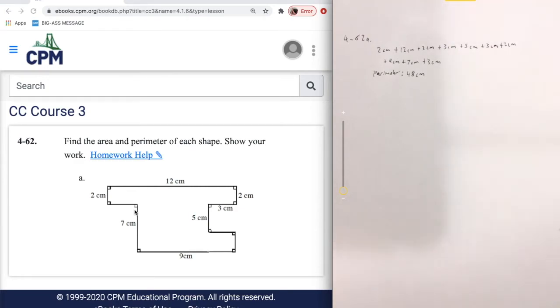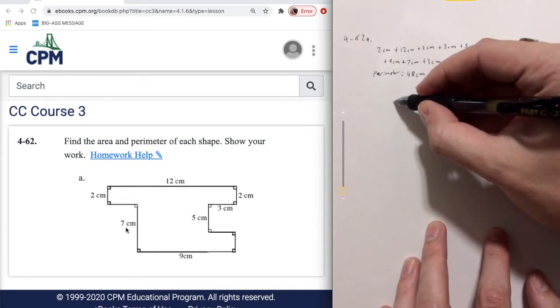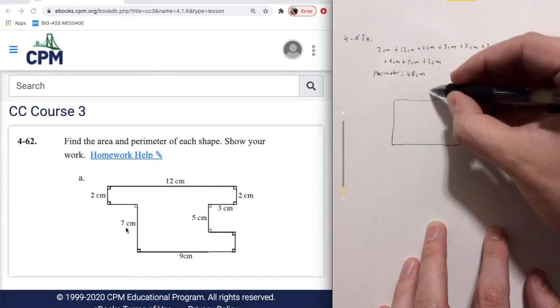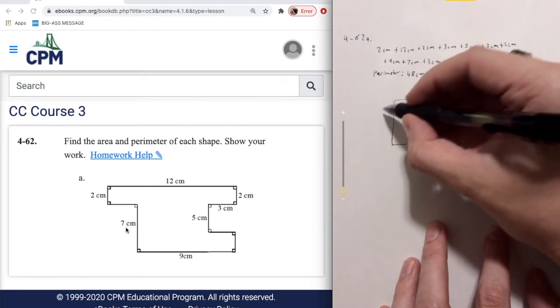To find the area, it's a little bit harder at first because it's this really weird shape. But really we just need to pretend that we have a big rectangle, because we know how to find the area of a rectangle, and then subtract the area of these small little cutouts. So if we were to say this whole thing was one big rectangle, it would be 12 centimeters across, and it would be 9 centimeters tall, because 2 plus 7. We have a big rectangle like this. That's going to be 12 centimeters long and 9 centimeters tall.